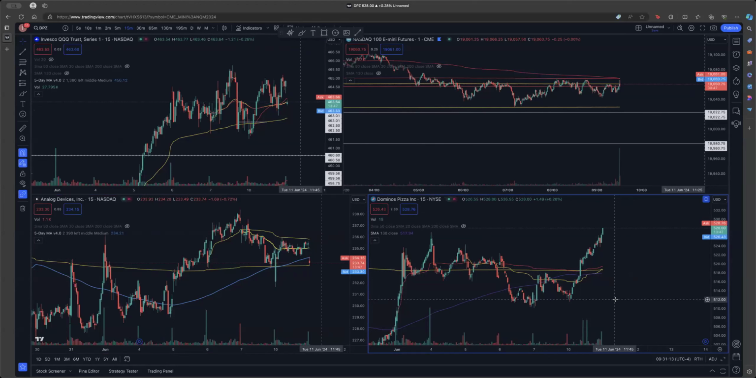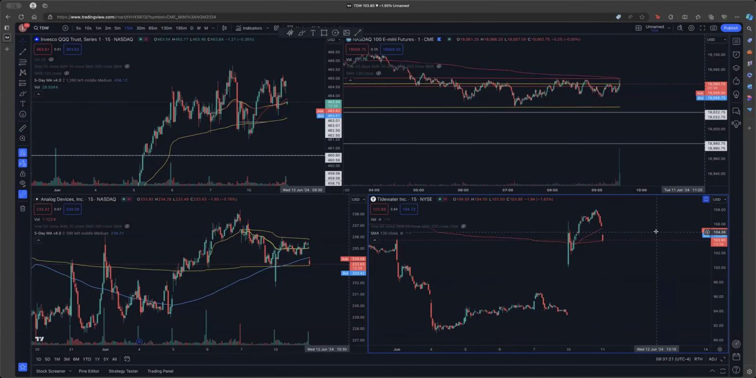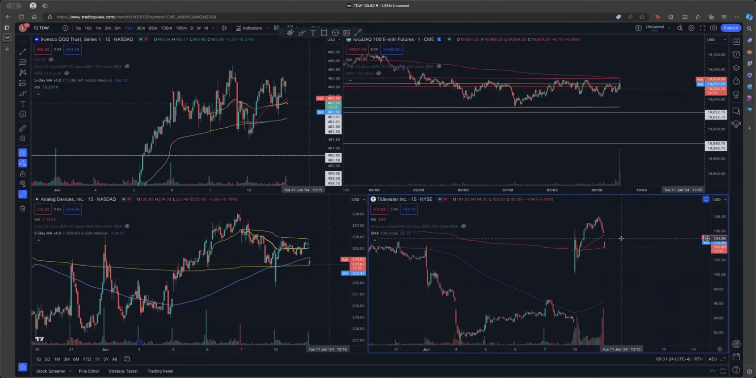What else? TDW, what are you doing? Okay, TDW is at an interesting spot as well. Watch out. We need buyers to step in right here, wherever they are right now on TDW, and then start bouncing up to recover the VWAP. Once they recover the VWAP, that is where you're going to go long.